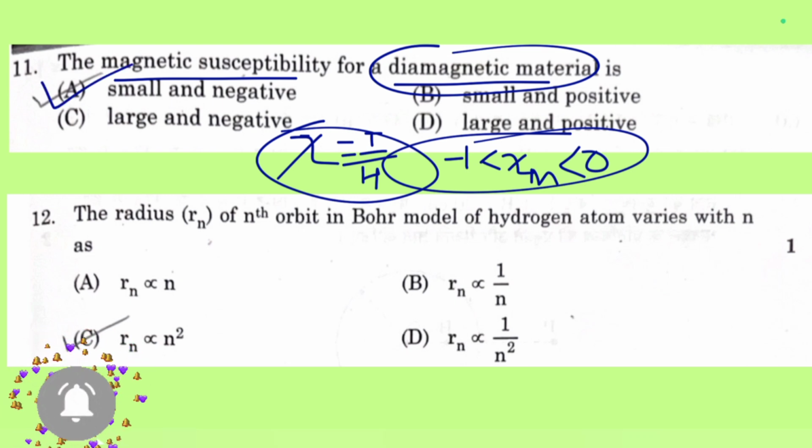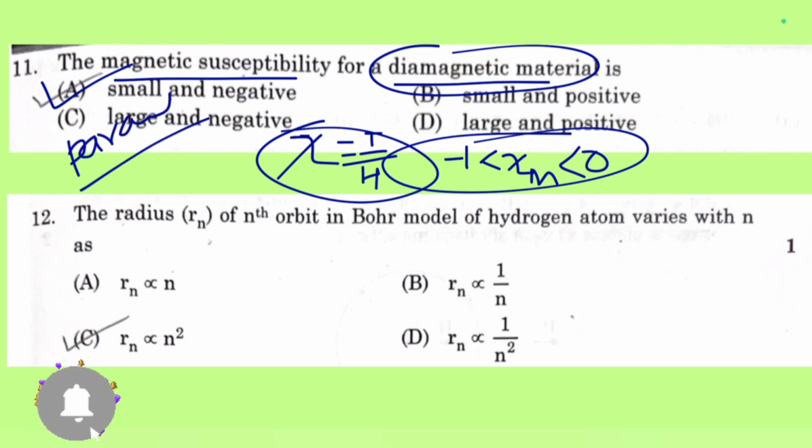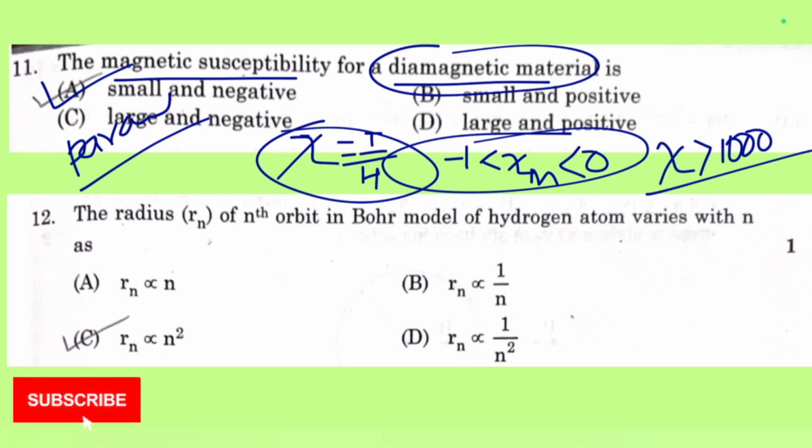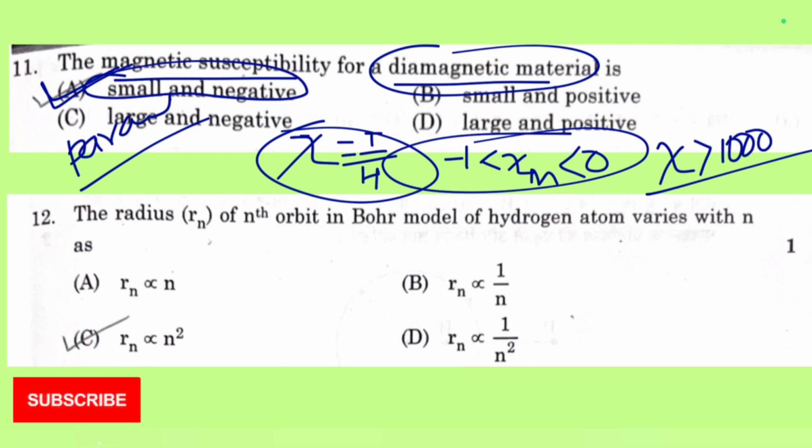Now what about the other materials? In case of the paramagnetic material, the magnetic susceptibility is small but positive. In case of the ferromagnetic material, the magnetic susceptibility is very large and positive also, in the range of thousands and so on. Because of that, our answer should be option number A, that is small and negative, the magnetic susceptibility of the diamagnetic material.